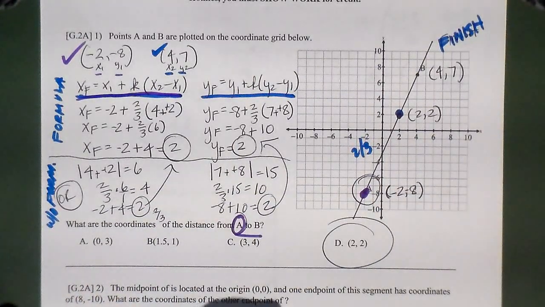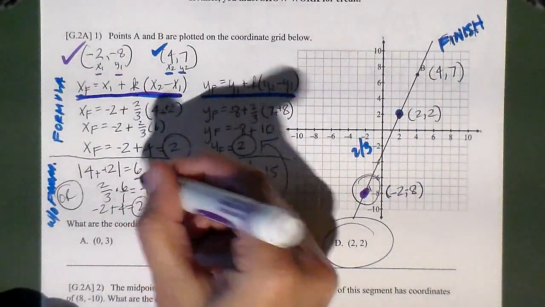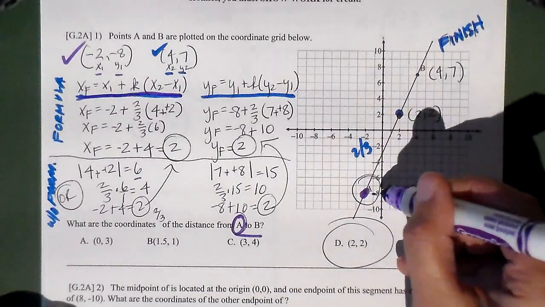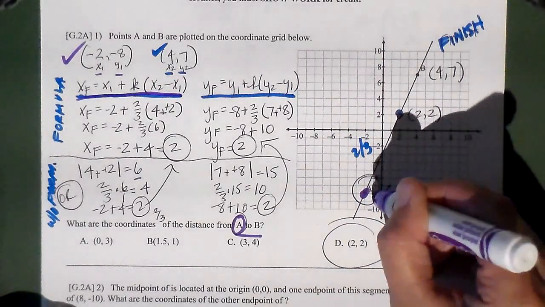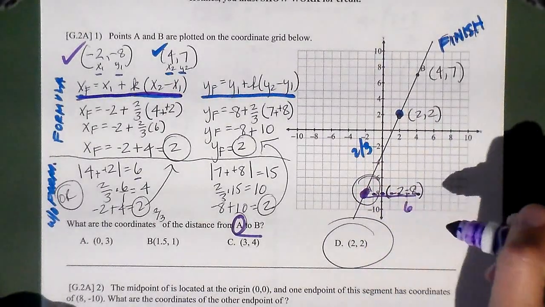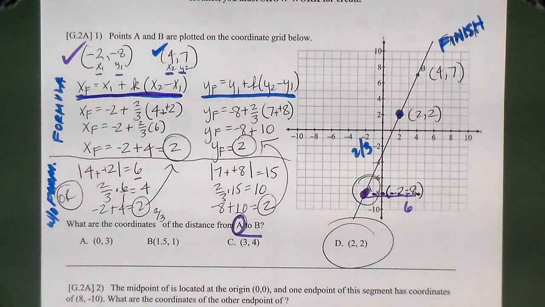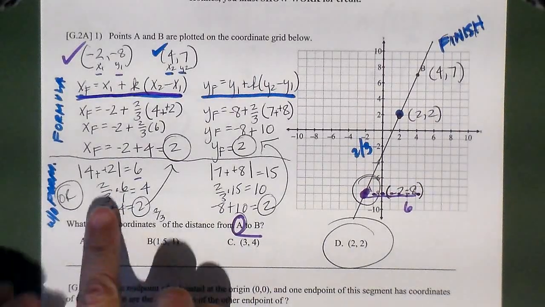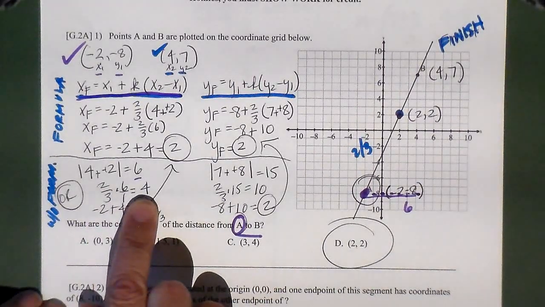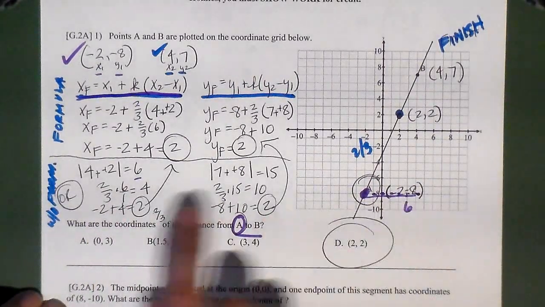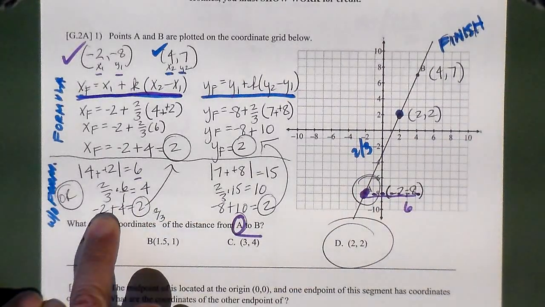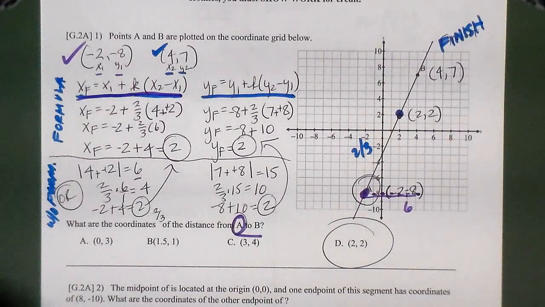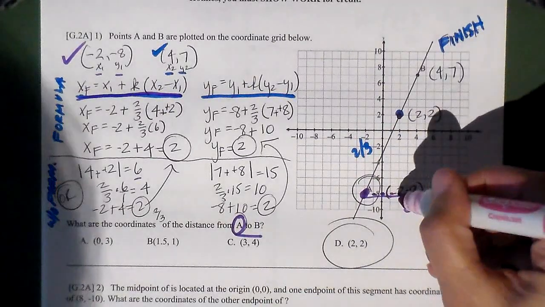If I'm showing you on the graph, to go the full distance, I went 1, 2, 3, 4, 5, 6. Okay, that full distance is 6. I don't want to go the full distance. I want to go 2/3 of that distance. So I'm going to take 2/3 of 6, which is only 4. So instead of going over 6, I'm only going to go over 4. And I started at -2, so if I go to -2 and I count 4, I end up at 2.